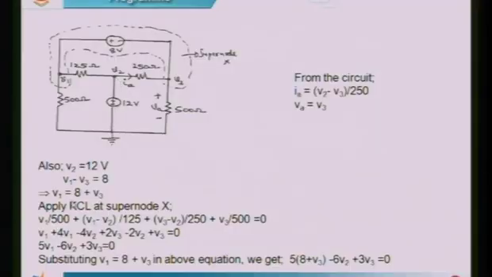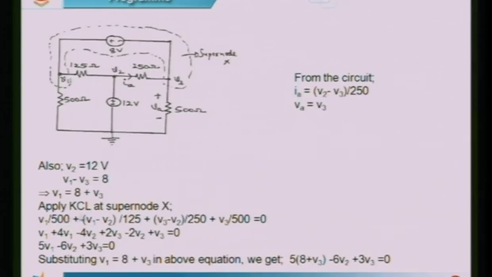Okay. So from the circuit, IA is V2 minus V3 by 250, VA is V3, then V2 is equal to 12 volts, straight away. Then V1 minus V3 is equal to 8, this potential minus this potential is 8 volts. Then writing V1 in terms of V3, 8 plus V3, then applying KCL at super node X.